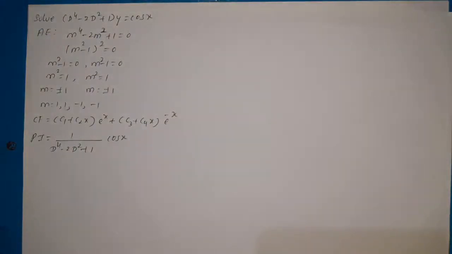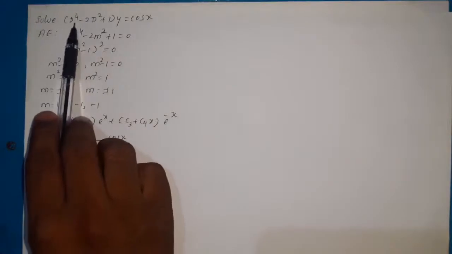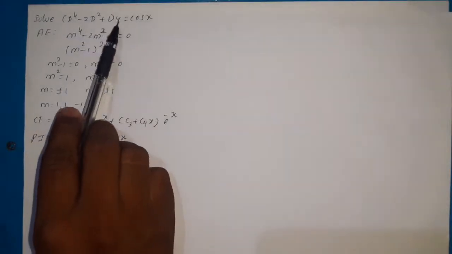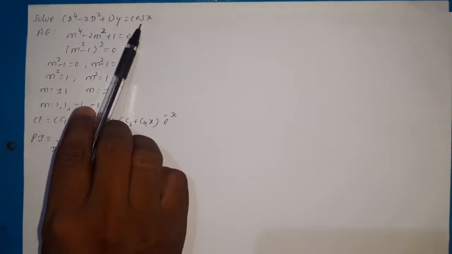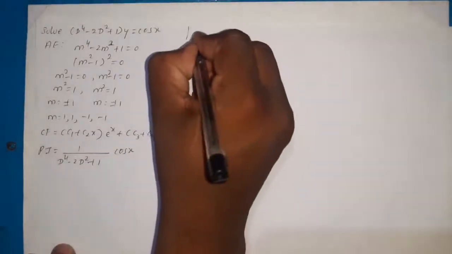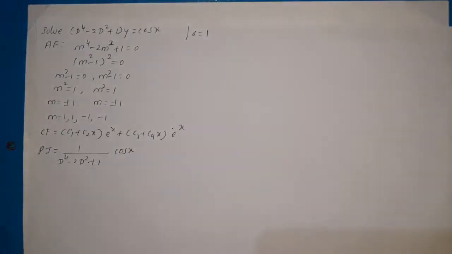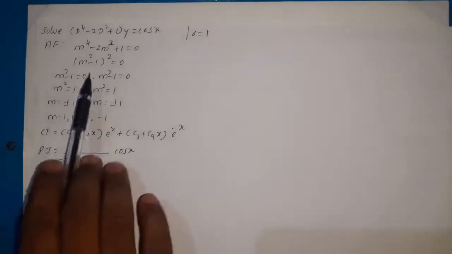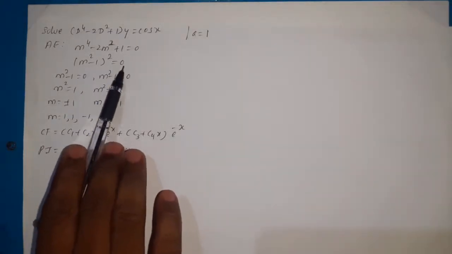The next example is (D^4 - 2D^2 + 1) y = cos x. So here also the value of a is equal to 1. The auxiliary equation of this one is m^4 - 2m^2 + 1 = 0. Here by looking at this one, we can easily say that it is quadratic in m^2, and that is equal to (m^2 - 1)^2 = 0.